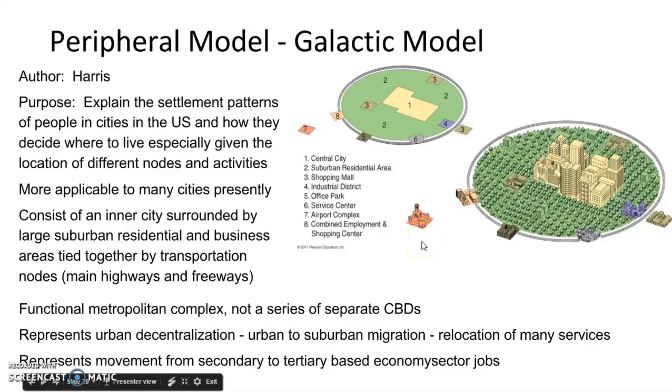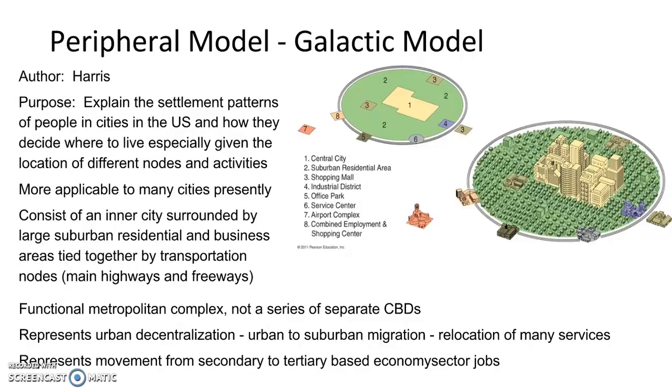And it's Miss Levy again, and here we are with part 4 of our web series of our models review. So we left off in part 3 with our peripheral model, or otherwise known as our galactic model. Remember, this is also one of the urban models.